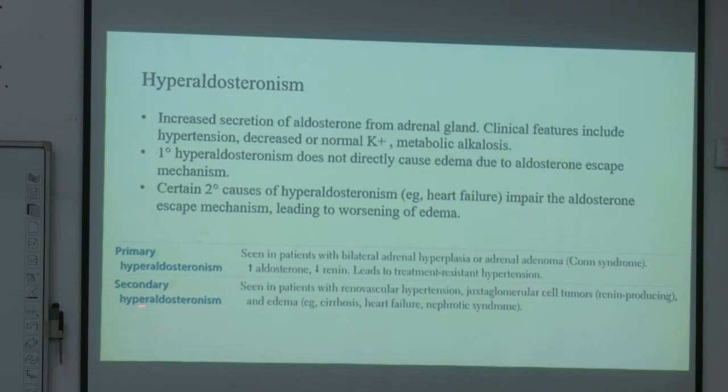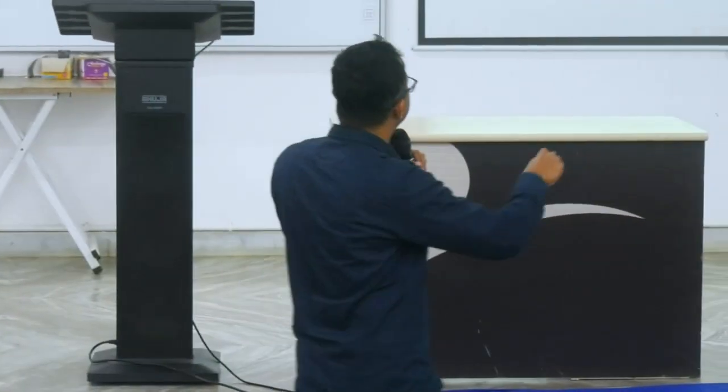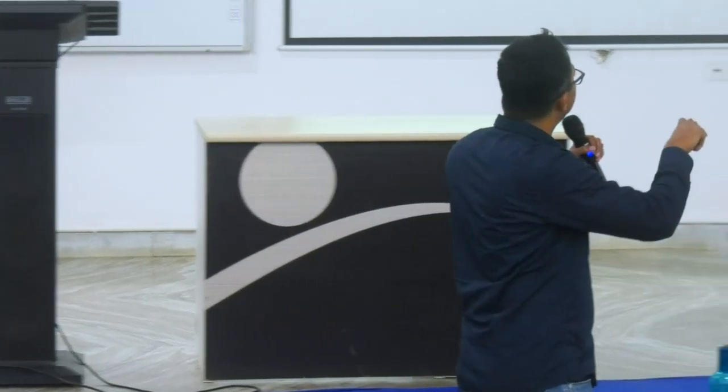right? Now secondary hyperaldosteronism, the problem is not in the adrenal gland, somewhere else. Primary hyperaldosteronism means the problem is locally inside the adrenal gland, right? But secondary hyperaldosteronism means the problem is somewhere else. Where is the problem? Seen in patients with renovascular hypertension, JG cell tumor, very important, juxtaglomerular cell tumor.